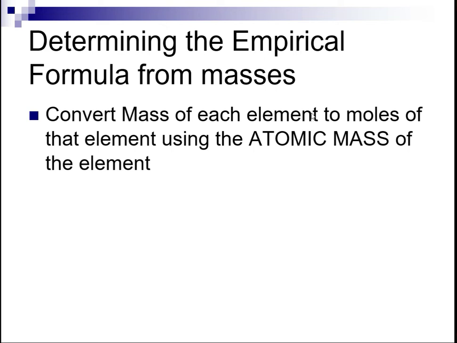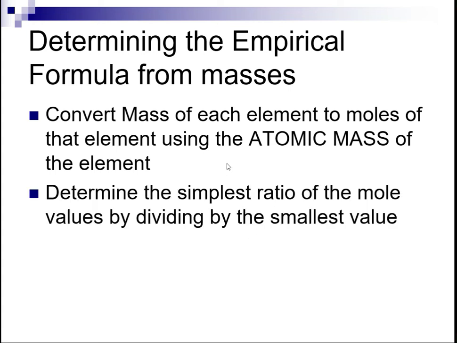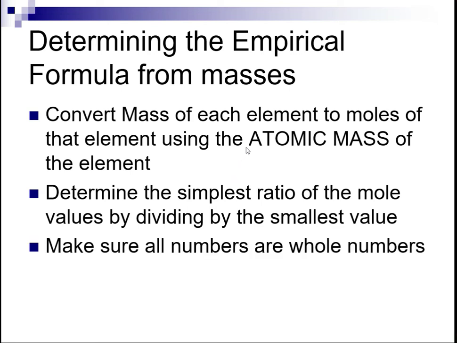Even in those diatomic elements, you're not going to divide by the H2, N2, O2. You're going to be dividing by the atomic mass directly off the periodic table to get the moles of that element. Then you're going to figure out the simplest whole number ratio by dividing by the smallest of those number of moles. And then finally, make sure they're all whole numbers, and then you're good. You have an empirical formula.